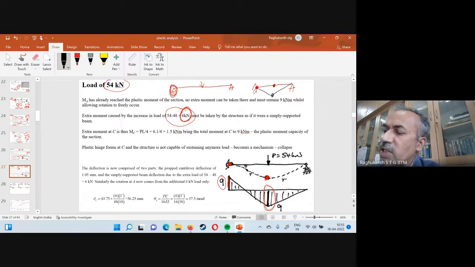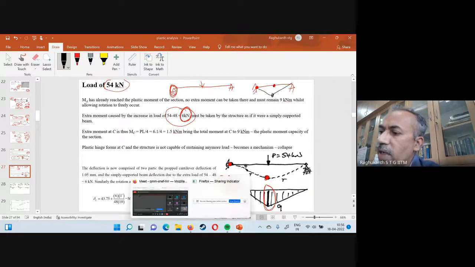So these are the deflections and rotations you can calculate. Anyway, time is done, so we will continue in our next class. Okay. If there are any questions, you can ask.